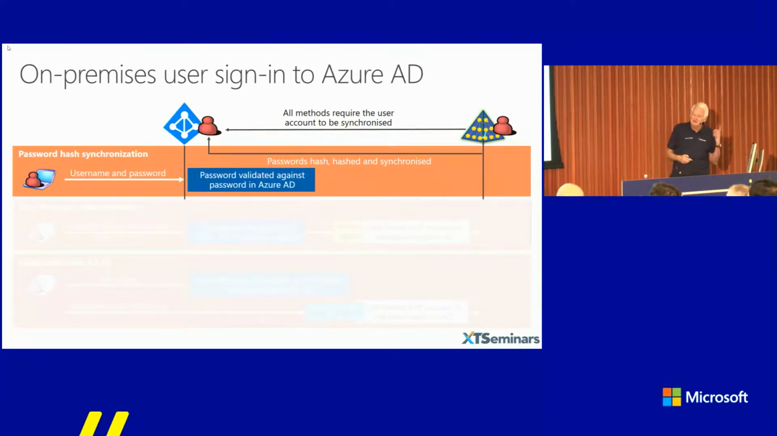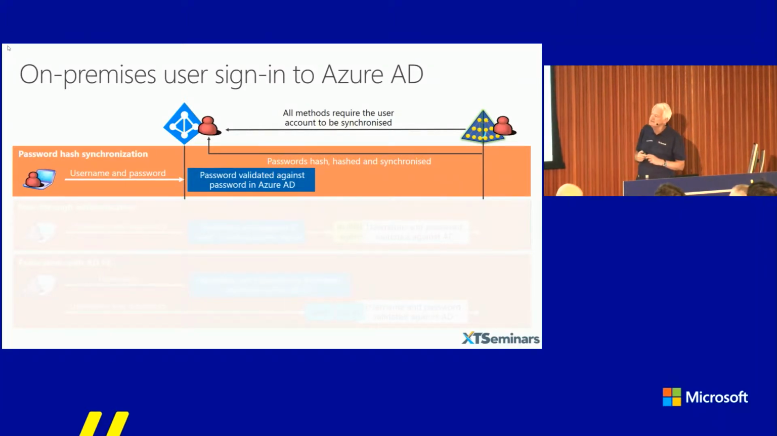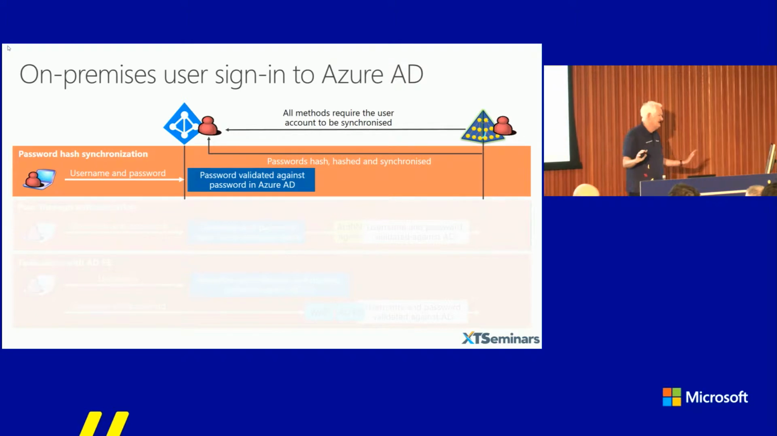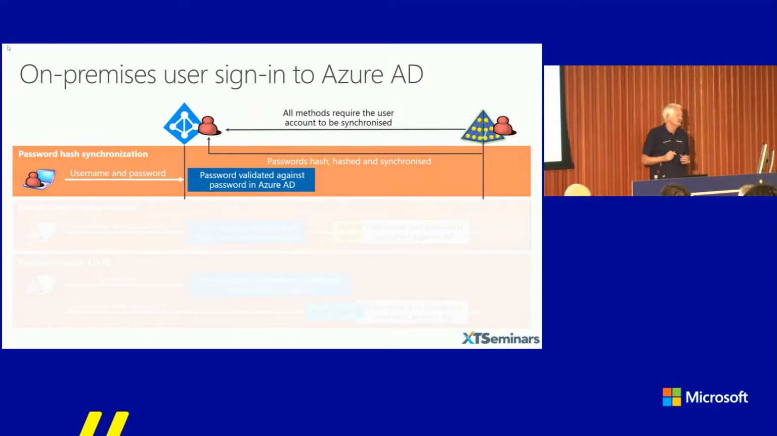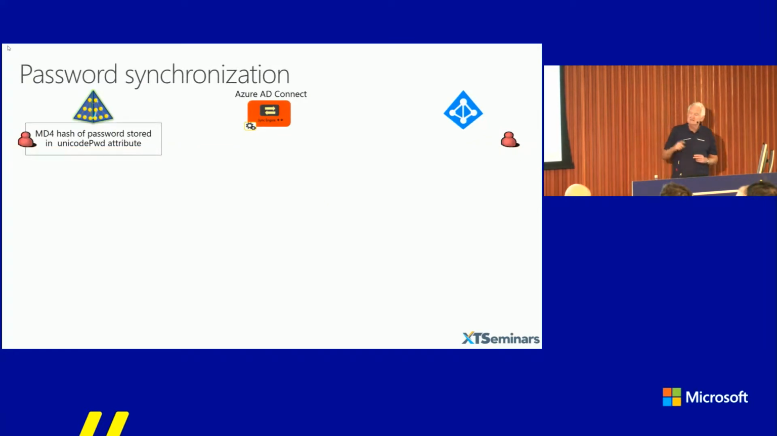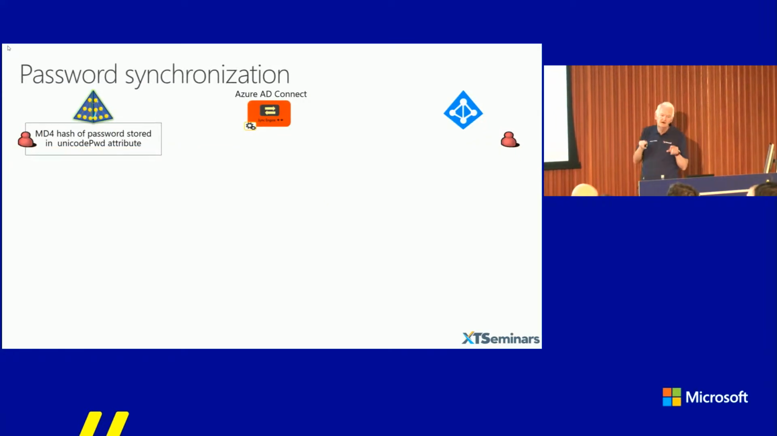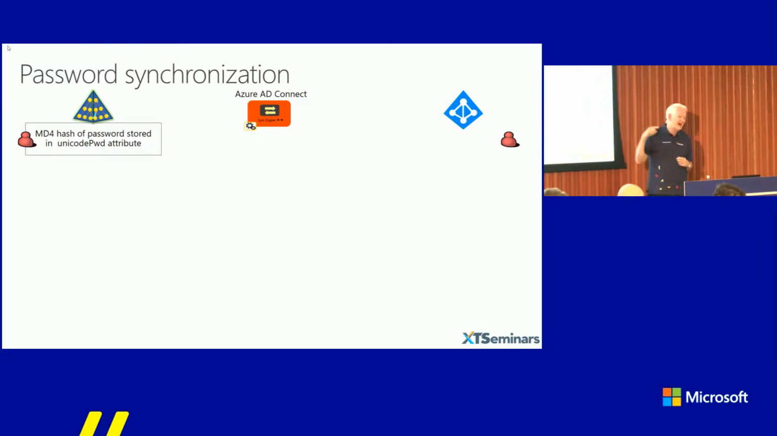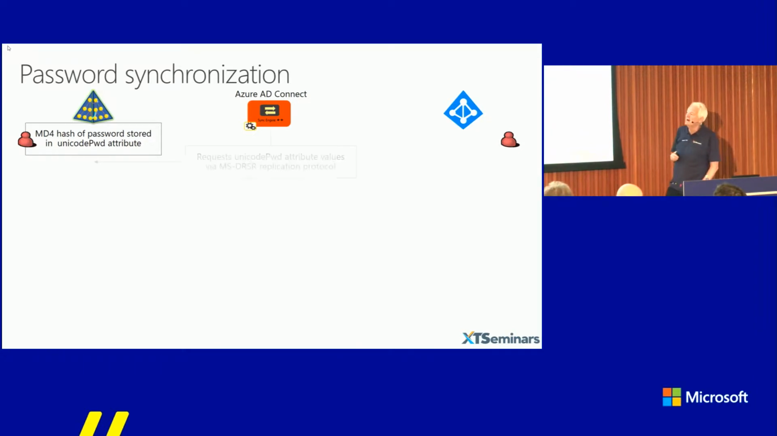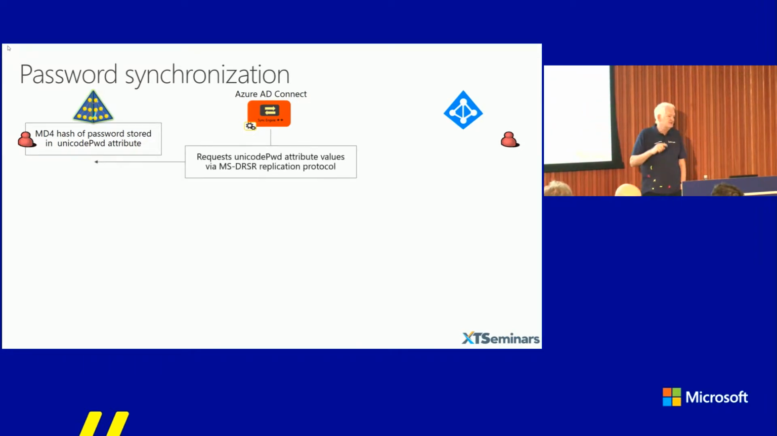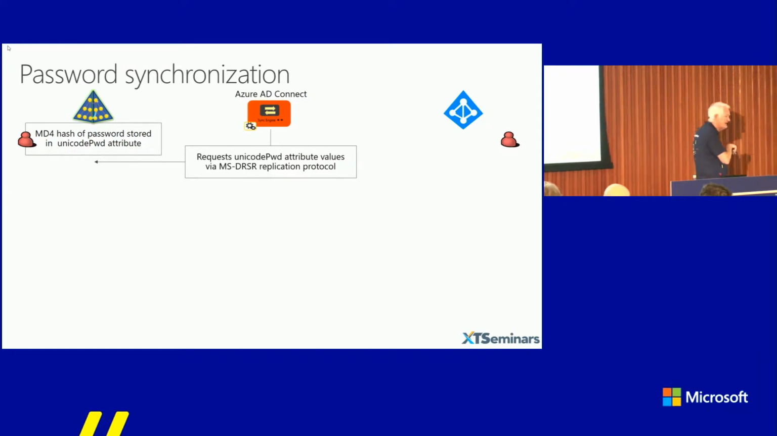Okay, password hash synchronization. I wanted to cover this because this is something that a lot of people just threw out because it was called password synchronization and it just wasn't trusted. What actually happens is, on-prem, you have your password, which is held as an MD4 hash of the password. Okay, so your password isn't held on-prem actually in clear text or anything like that. It's an MD4 hash. Azure AD Connect comes into play, and what it does is it just does the standard replication. This is AD replication.